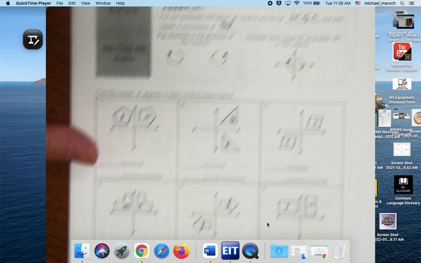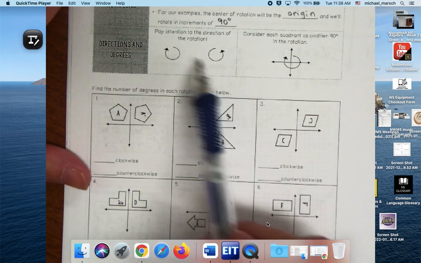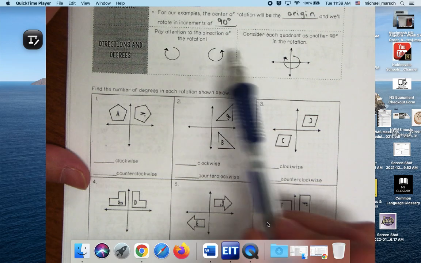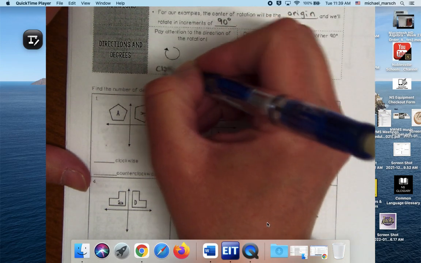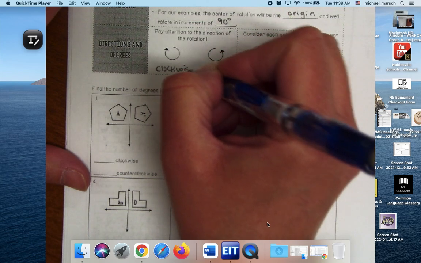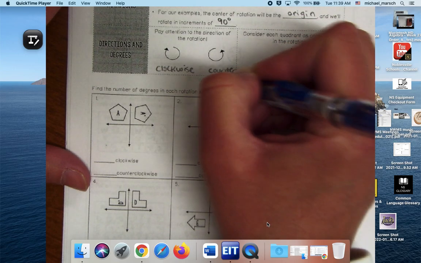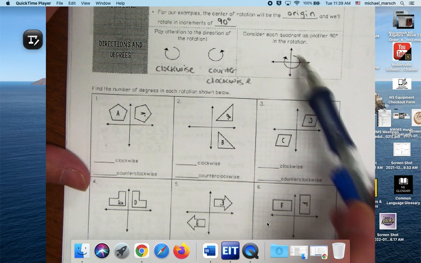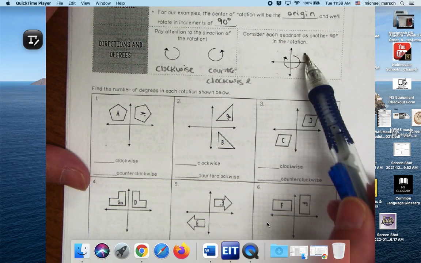So if you look here, we have clockwise, right? Because it goes in the direction that a clock would go. And then we have counterclockwise, okay? So we have clockwise and counterclockwise, right? And each quadrant that we move is worth 90 degrees.